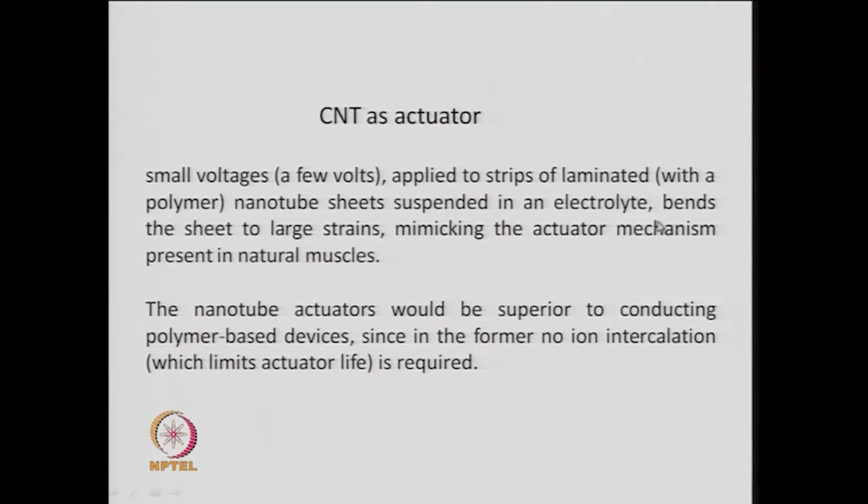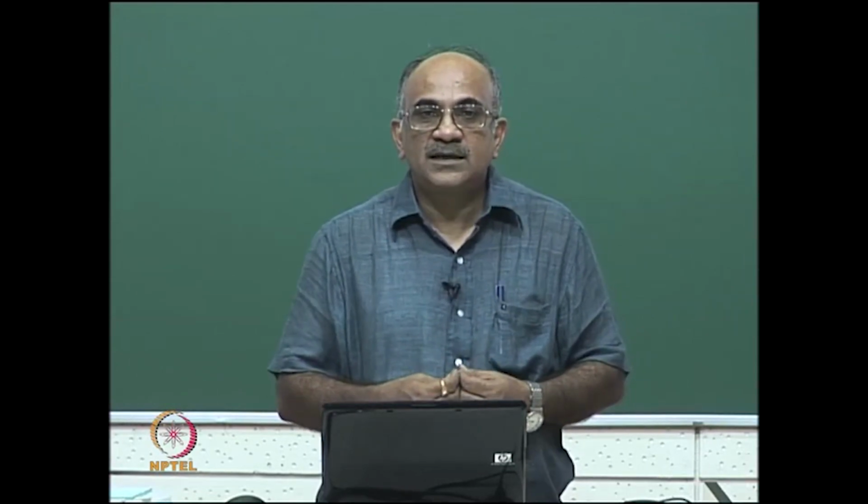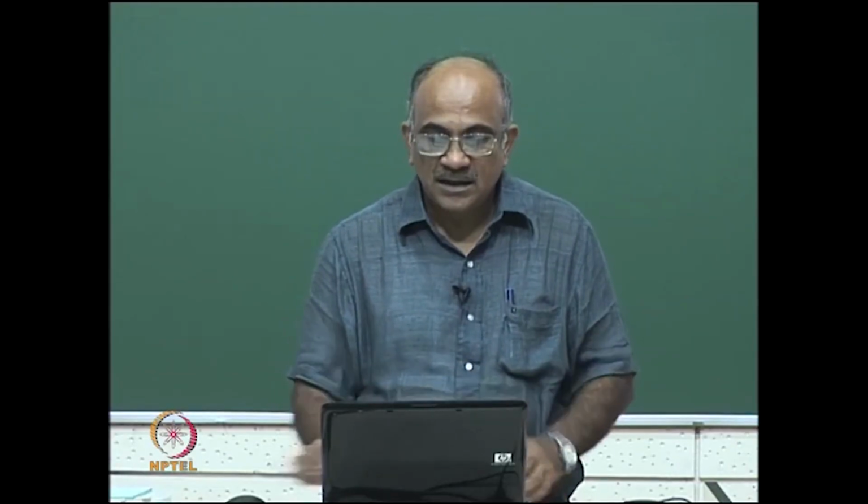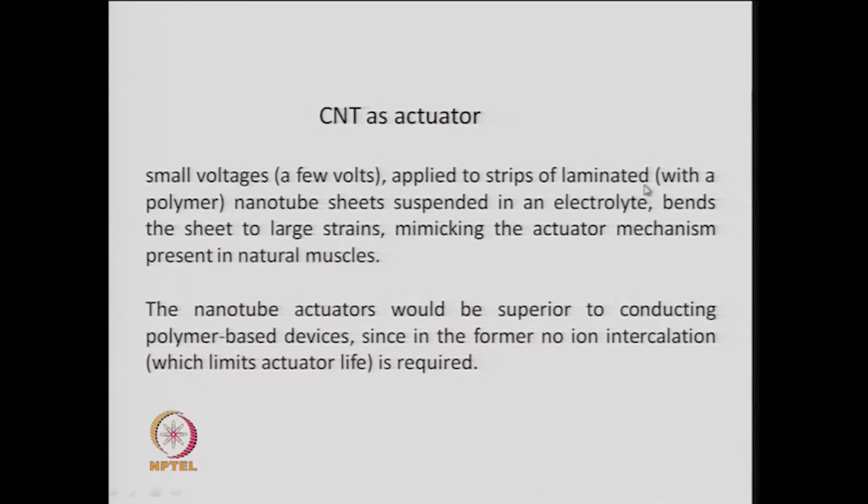Now, this sheet bends due to large strains, and this mimics the actuator mechanism which is present in muscles. So, in our muscles, there are these nerve impulses, and that triggers some electrical signal, and our muscles act on that basis. Similarly, you have these strips of laminated nanotube sheets in an electrolyte, and you apply a voltage, and this sheet bends in a particular direction, and that mimics the actuator mechanism.